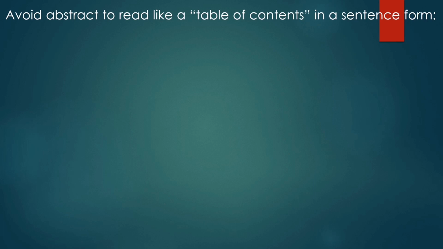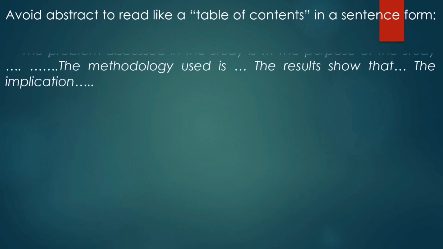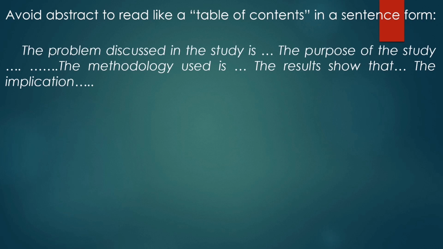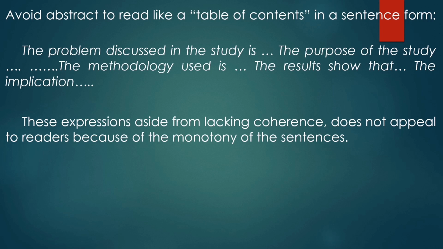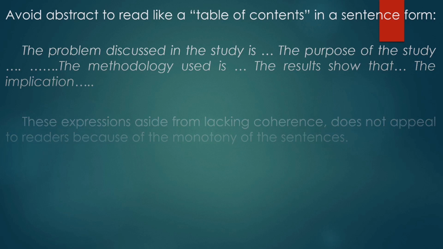Avoid abstracts that read like a table of contents in sentence form. For example, like this: the problem discussed in the study is, the purpose of the study is, and so on. The method used is, the results show that, the implication is, and so on. These expressions, aside from lacking coherence, do not appeal to readers because of the monotony of the sentences.